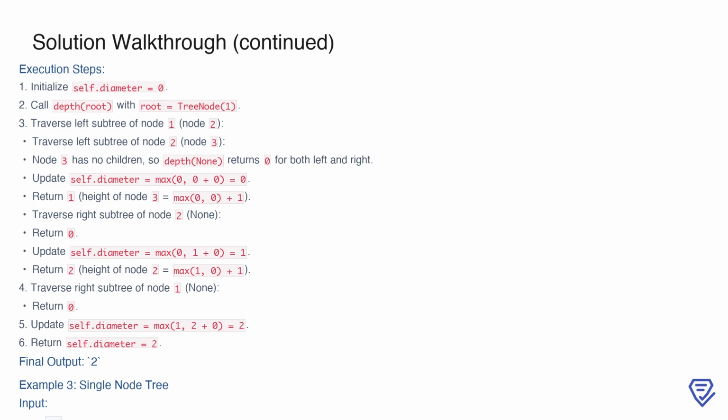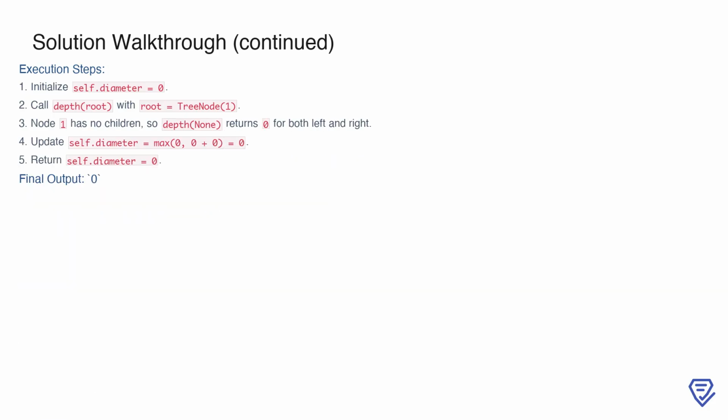Returning to node 2, its right subtree is null, so the height is 0. Combining these results, the height of node 2 is 2, and the diameter is updated to 1, which is the sum of the left and right heights of node 2. For the root node 1, its right subtree is null, so the height is 0. The total diameter is calculated as 2, which is the sum of the left and right heights of node 1, and this becomes the final output.